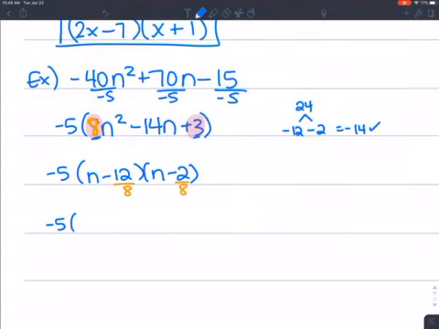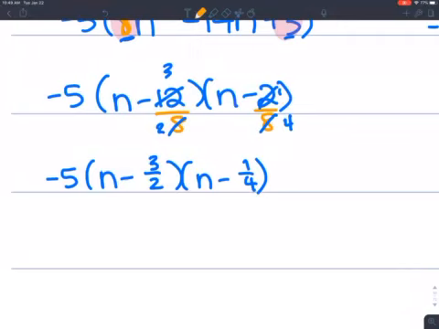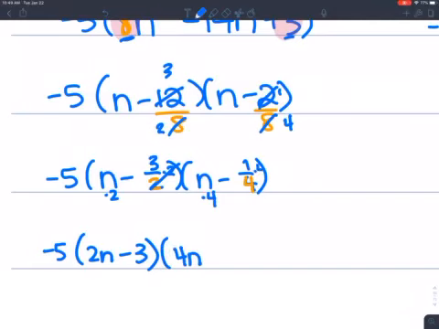Okay, let's simplify them. So we get n minus, this now simplifies by 4. So this is 3 halves. And this one would be simplified by 2 to give us 1/4. Okay, so if I multiply everything in each term by the denominator, so I'm going to multiply this one by 2 and this one by 4, then I'm left with negative 5. Okay, n times 2 is 2n. 3/2 times 2, well, that cancels, and I'm left with the 3. n times 4 is 4n. And 1/4 times 4, those cancel, and I'm left with negative 1.